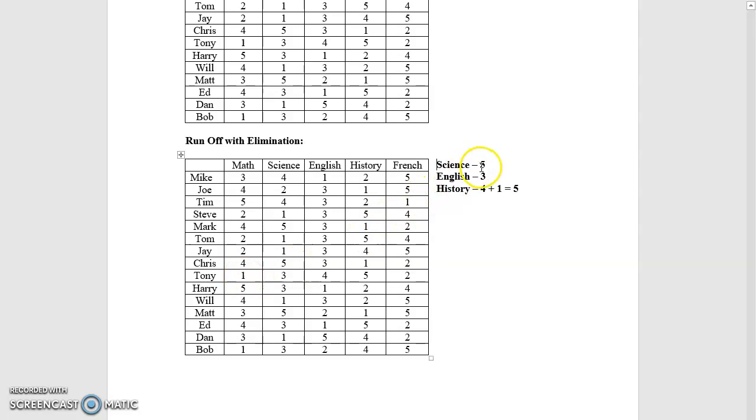So then the next one is science. So math goes to science. And this one right here goes to my English. So English is at 4. And science is at 6. And now English is gone, so the English vote that math gave it goes to science. Science gets 1 extra vote, and then 2 votes from English. So science is our winner.